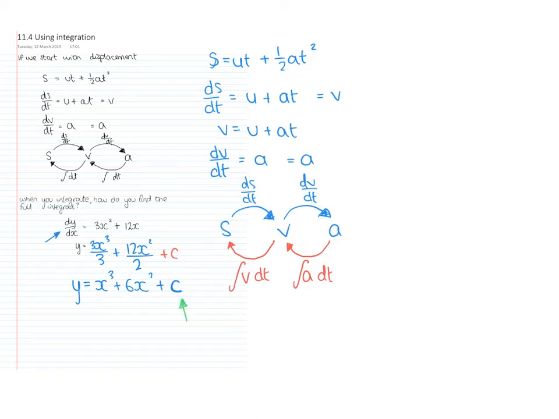And then the question becomes, how do you work out that c? Well, we need to have a known point, a known coordinate, or in the case of what we're going to look at, you need to have a known velocity or displacement and know the time at that point. Okay, because then you can sub in your t, sub in your v, and you'll be able to solve for c. So let's look at an example.